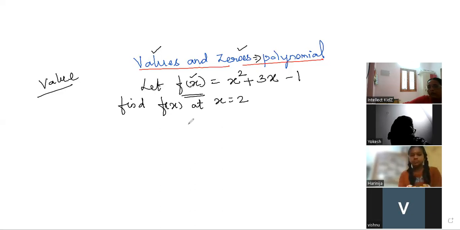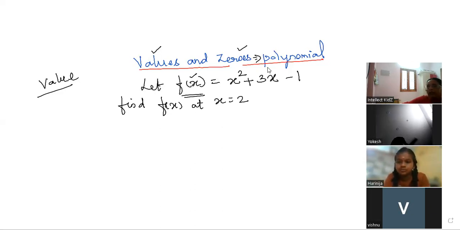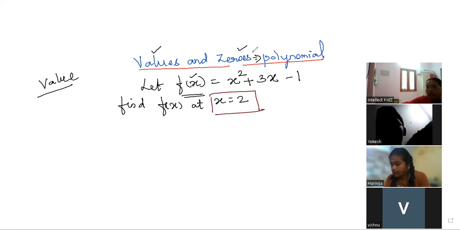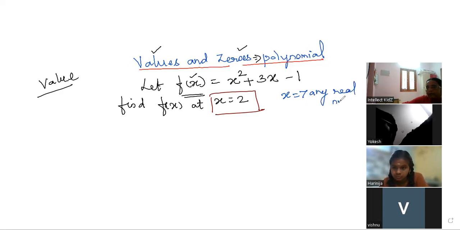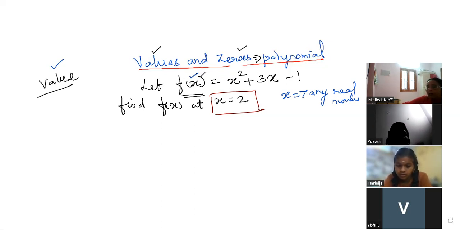So value of f of x is nothing but if you are finding its value for some values of x. X க்கு நம்ம ஏதோ ஒரு value substitute பண்ணி f of x க்கு நம்ம ஒரு value find out பண்றோம் இல்லையா, that is called as its value. Okay, this x can take any real number. When you substitute any real number for x, and if you are finding f of x, that is called its value. From that we are getting some value for f of x. That is called as the value of that polynomial.